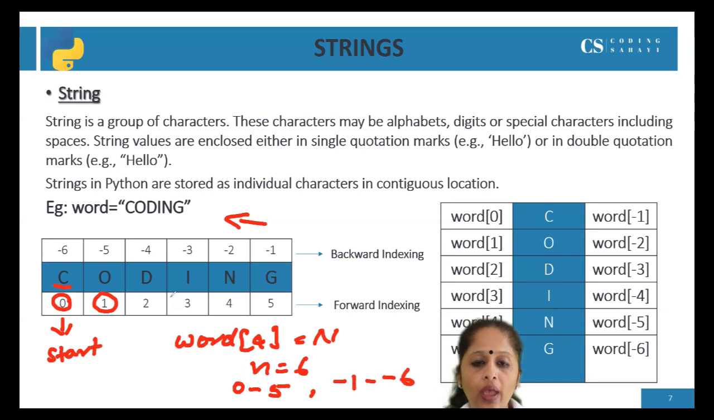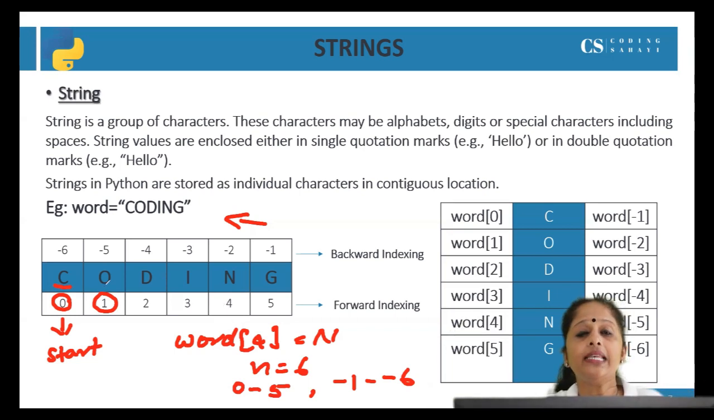So if you have a question, word of 2 is D, and in the same way word of -4 is D. Word of -2 is N, and word of 4 is also N. So in both ways you can access the values of a string.